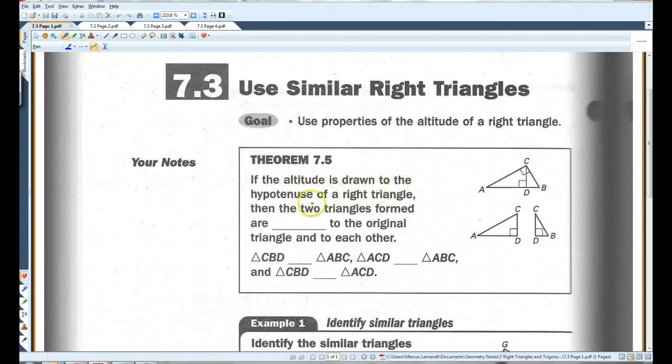If the altitude is drawn to the hypotenuse of a right triangle, as shown here, then the two triangles formed are similar to the original triangle and to each other. So, this triangle, if you were to draw an altitude, that's a line perpendicular to the hypotenuse, this triangle is similar to this triangle, which is similar to the whole triangle. So, triangle CBD is similar to triangle ABC, triangle ACD is similar to triangle ABC, and CBD and ACD are also similar to each other.